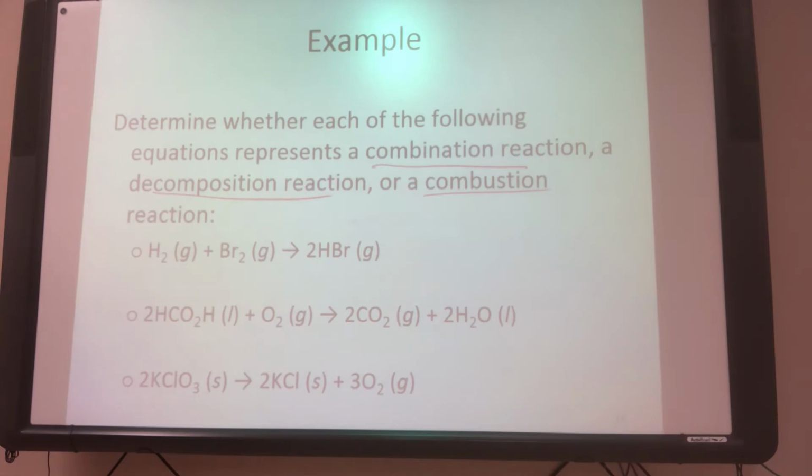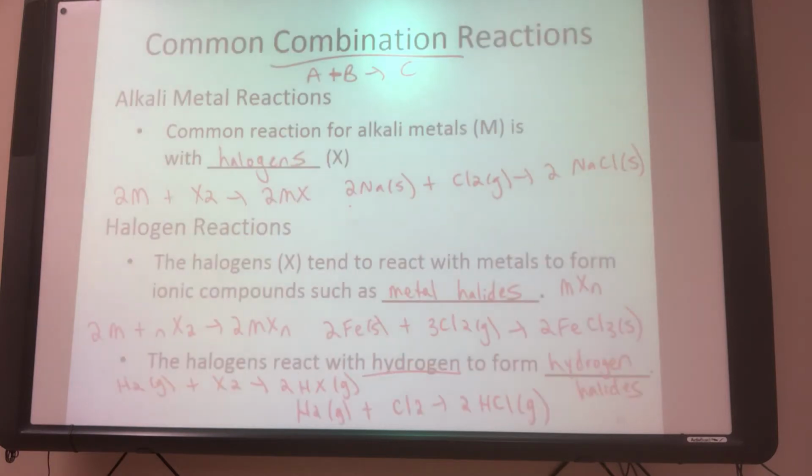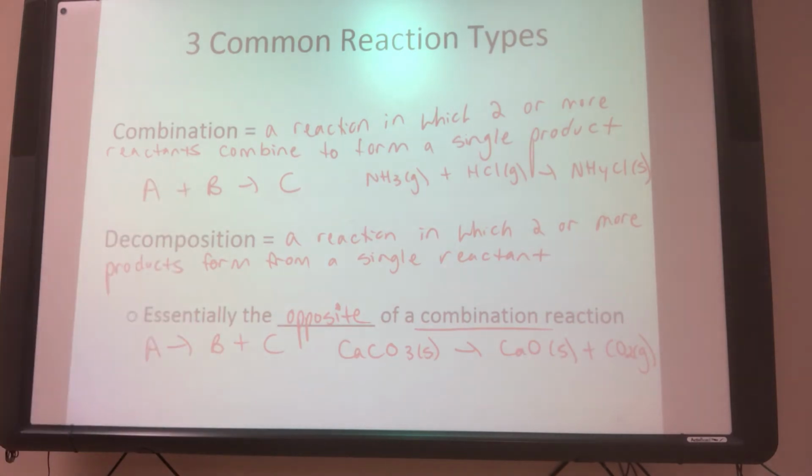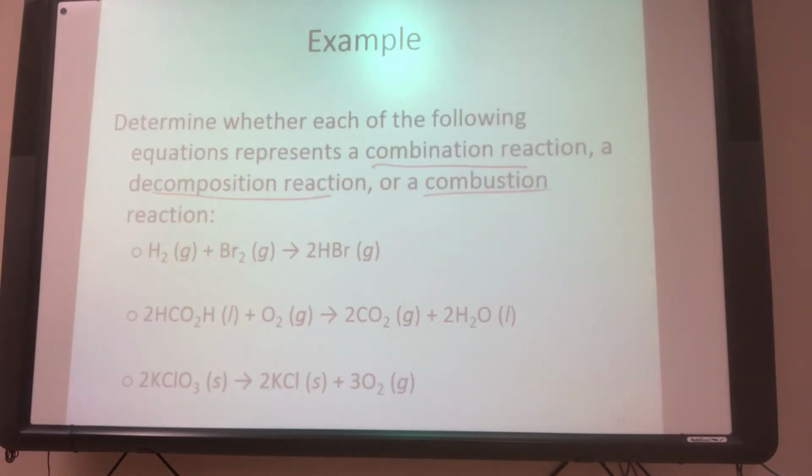H2 plus Br2 goes to 2 HBr. Let's see, is it a combination? If it's a combination, then I start with 2 or more and I go to 1. Here I've got 2 things, and I go to 1. So I go from 2 to 1. That's our common combination reaction.